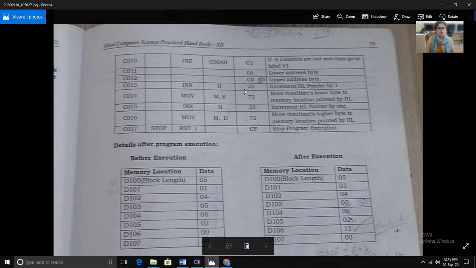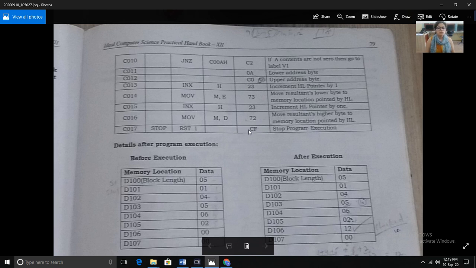Then increment HL. This is the hex code of INX. MOV M, E will move the contents of the E register into memory. And again increment HL. This is again the hex code of INX instruction. Then MOV M, D will move the high byte to the memory location pointed by the HL register, and this is the hex code, and CF is the end of the program.